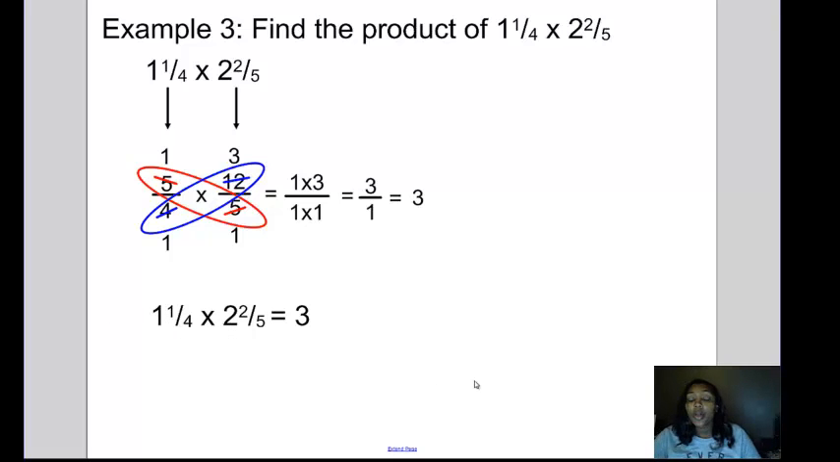So just remember, when you're multiplying fractions, it's no big problem. Top times top over bottom times bottom.